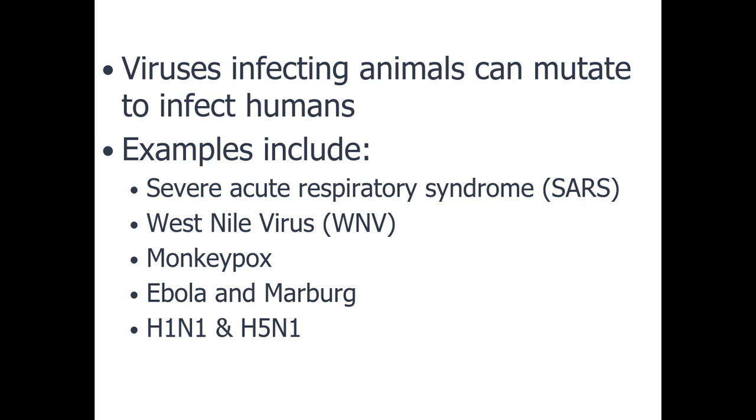There are viruses that have infected animals, and then because of this infection of animals, they can then mutate to infect humans. So a couple of examples of this is SARS. So SARS is severe acute respiratory syndrome. COVID is actually SARS-2, but it's a little bit different. So just keep that in mind.